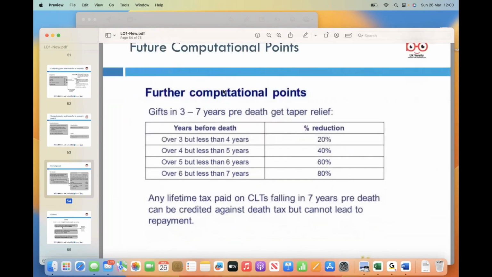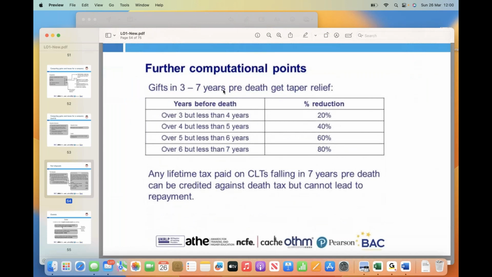Further computational points: gifts made 3 to 7 years before death get taper relief. Over 3 but less than 4 years, 20%; 4 but less than 5 years, 40%; 5 but less than 6 years, 60%; and 6 but less than 7 years, 80%.